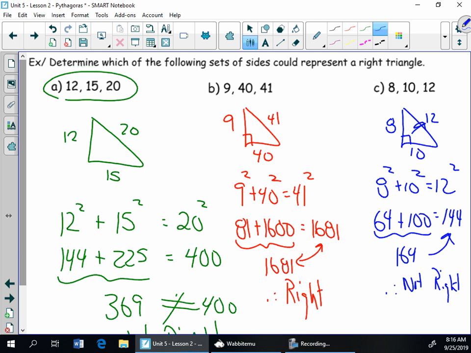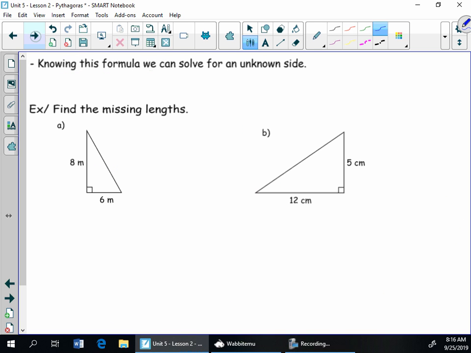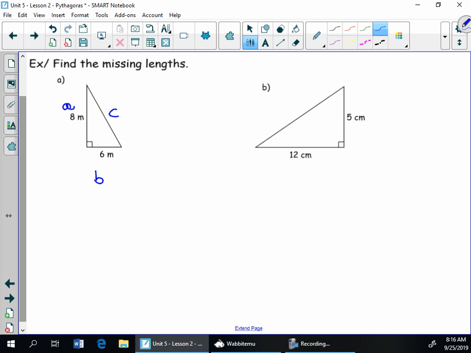So we now know if something is true or not based on the numbers. Well, what happens if we have the diagram and we want to find the numbers? Let's have a look at some of those. So the same idea, except now not knowing the third side, I'm going to solve for it. So how do I start? I'm going to label them A, B, and C. Which are the ones that matter? A and B, interchangeable. C is the one that matters. So A squared plus B squared equals C squared.